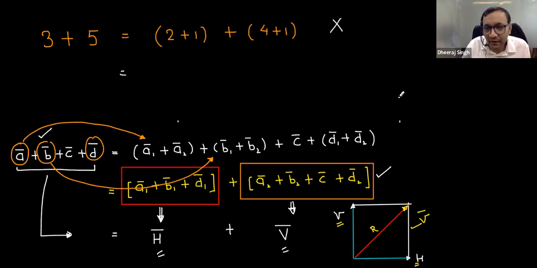This is meaningless with numbers. It doesn't help us in any which way. But it helps a lot with vectors. When you break vector A into its components, B into its components, D into its components, then it helps us a lot.